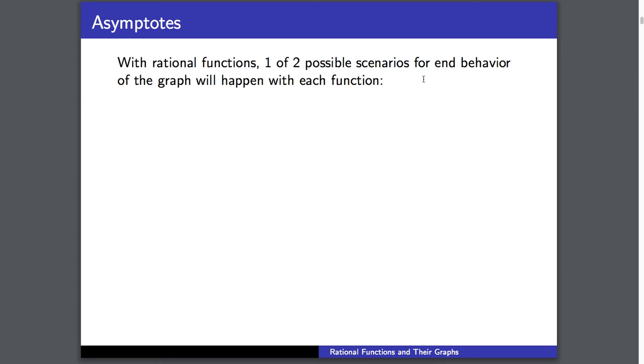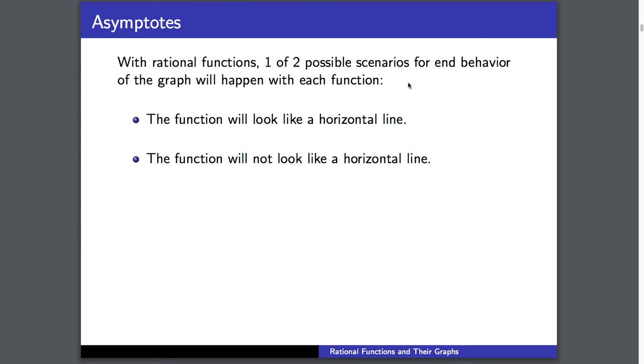With rational functions, for our end behavior, one of two possible scenarios is going to happen for every single function. Either the function will look like a horizontal line for its end behavior, or it won't. That's really your only two options. Either it's a horizontal line, or it's something else.